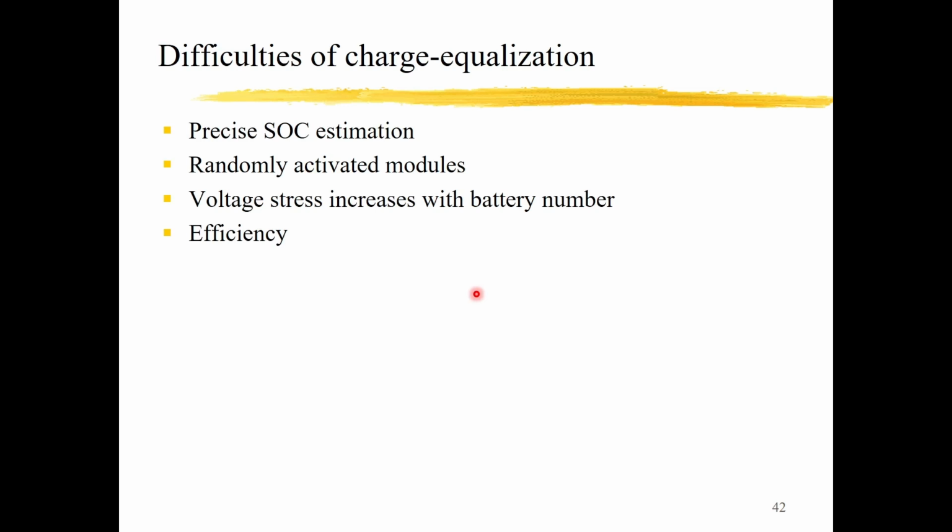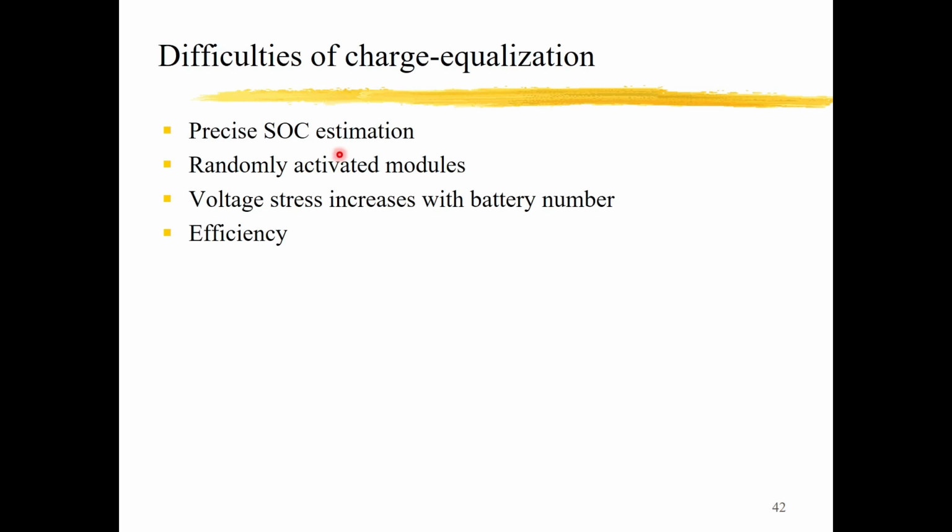Because you have to consider the cost. If you want to make every non-hierarchical topology, the voltage stress of the switches should be high, and the cost is not tolerable. So the difficulties of the charge equalization will be like this. First, the SOC estimation is sometimes difficult.